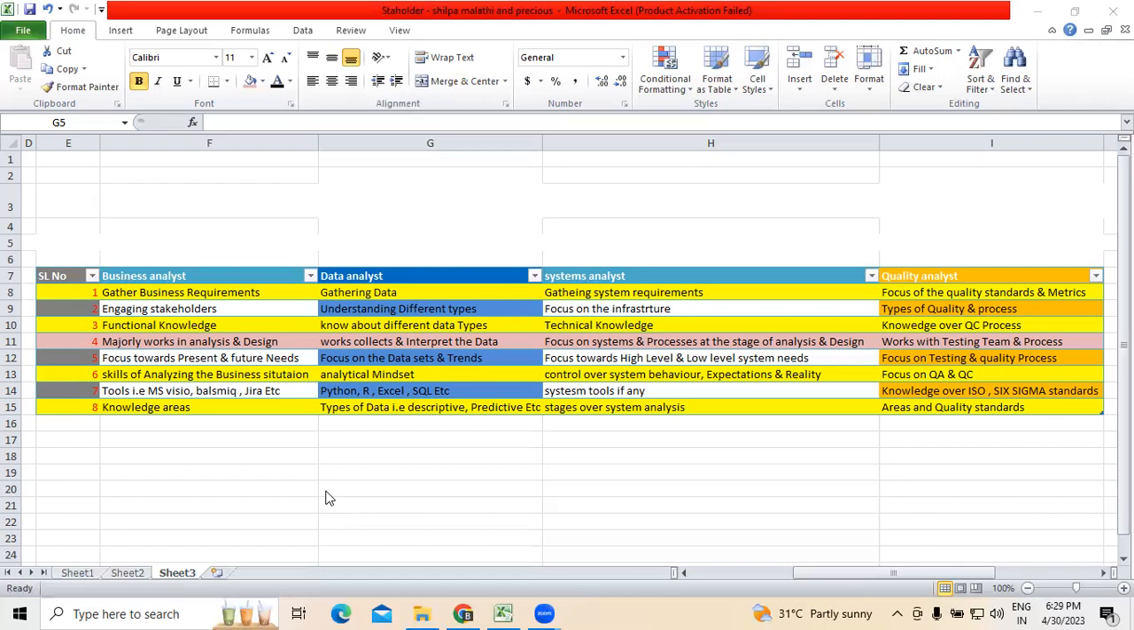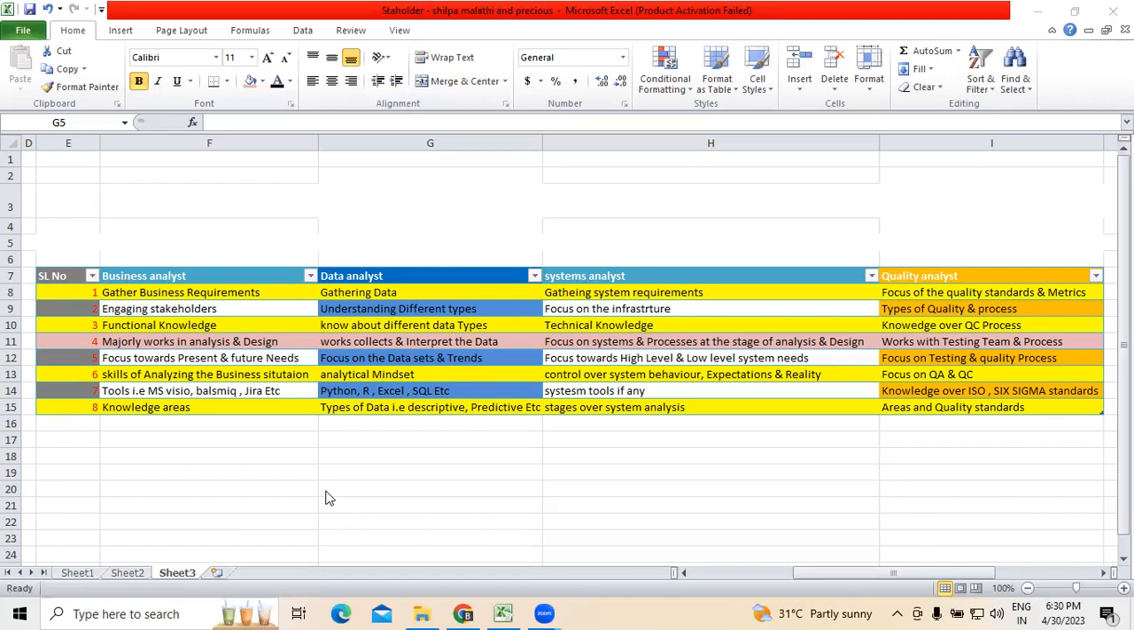With reference to the quality analyst role, they must focus more on the quality and testing process, because being a QA, it is always better to have knowledge of the testing process too. So testing and quality process knowledge should also be there. Now, business analysts should have knowledge of the skills of analyzing the business situation, what exactly the present situation the business is in, and how to improve it to the next level. This sort of understanding and knowledge is required. Business analysts should have analysis skills.